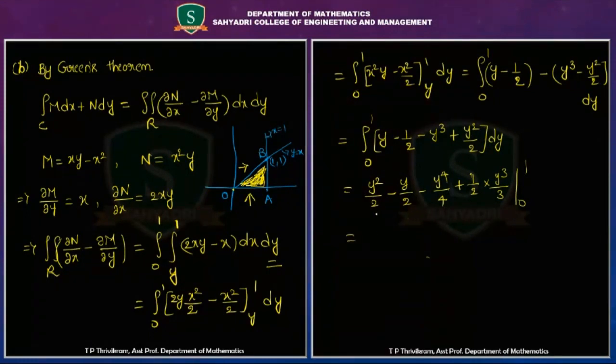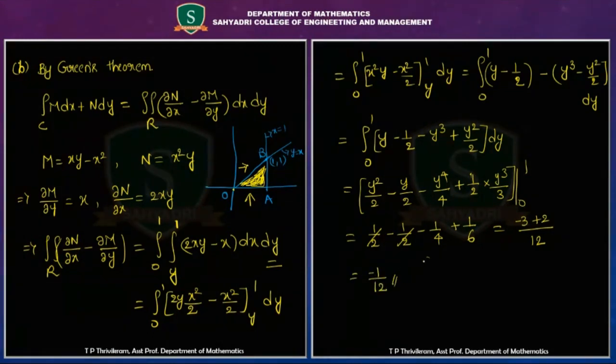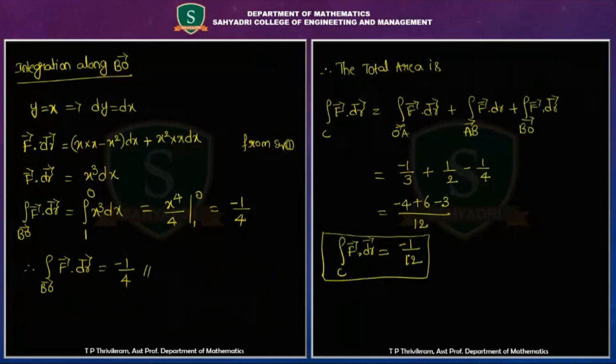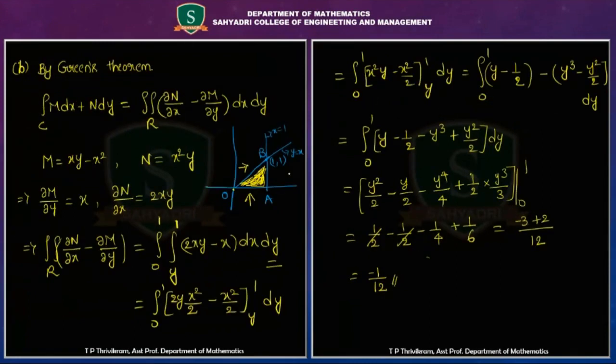Now substitute y equal to 1 in this equation. How much will we get? 1 by 2 minus 1 by 2 minus 1 by 4 plus 1 by 6. The first two terms get cancelled. LCM is 12, so minus 3 plus 2, minus 1 by 12. By Green's theorem also you got minus 1 by 12. By line integral also you got minus 1 by 12. So the best way is doing it by double integral.